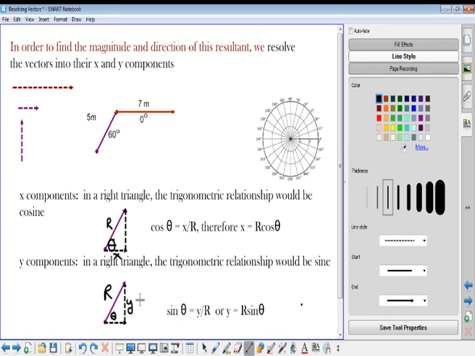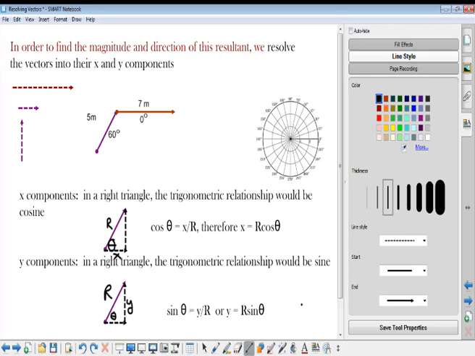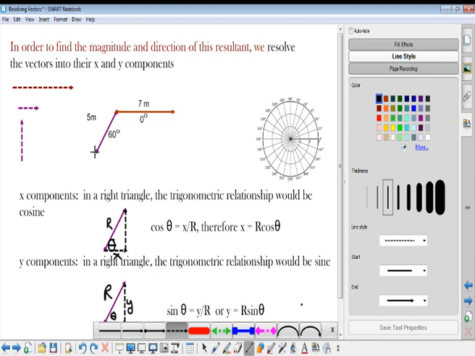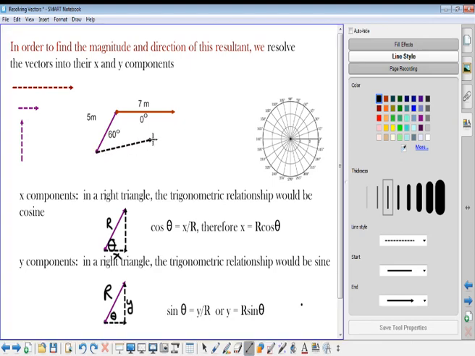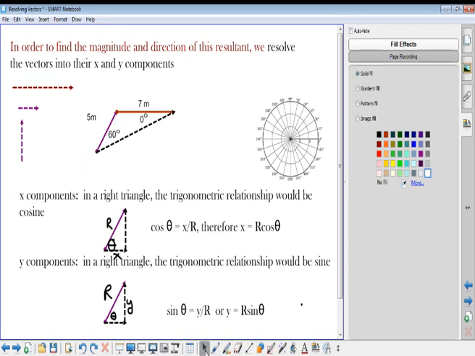So in order to find the magnitude and direction of a resultant, we resolve the resultant into its components. So here's my resultant again, from the tail of the first vector to the tip of the last vector. When I resolve this vector into its components, it's going to be made up of the x component of my first vector plus the x component of my second vector, and the y component is going to be, in this case, just the y component of the first vector, because the second vector is just moving to the east.